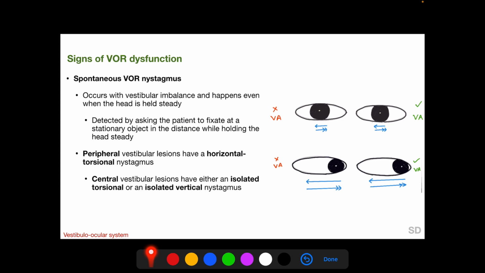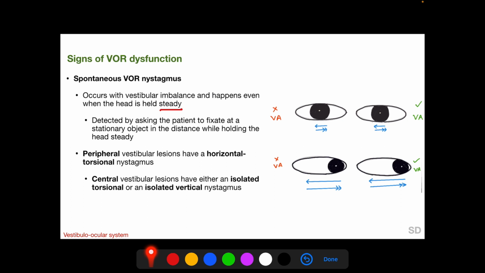After discussing the normal physiology of the vestibulo-ocular system, we now come to its dysfunction, and there are two signs of VOR dysfunction: spontaneous VOR nystagmus and abnormal VOR gain. Spontaneous VOR nystagmus occurs with imbalance in the vestibular input from either side and happens even when the head is held steady. So normal VOR nystagmus does not occur when the head is held steady, and it is detected by asking the patient to fixate at a stationary object in the distance while holding the head steady.